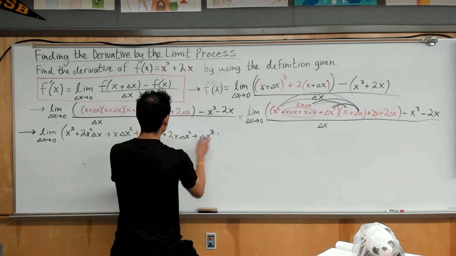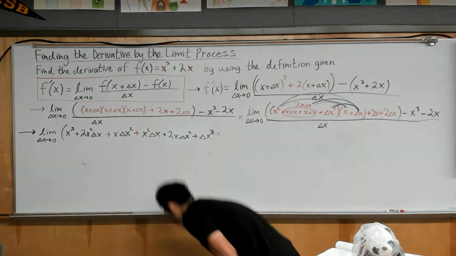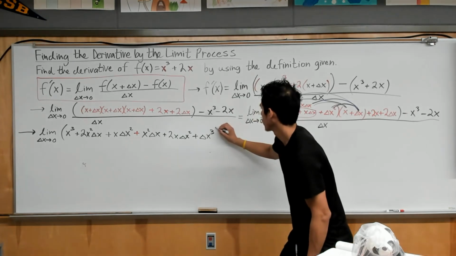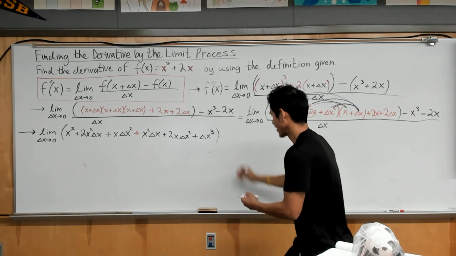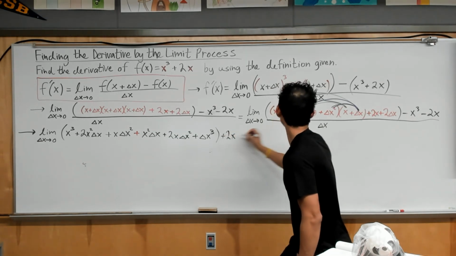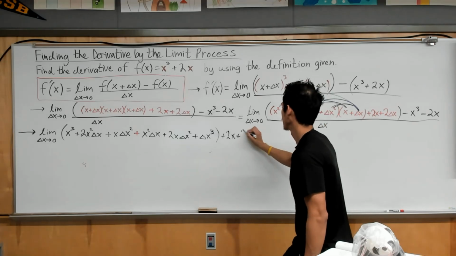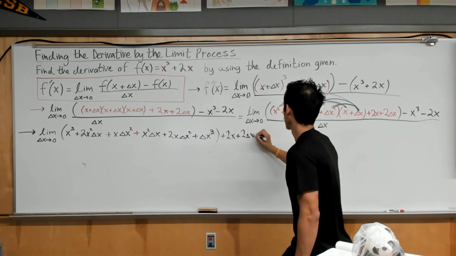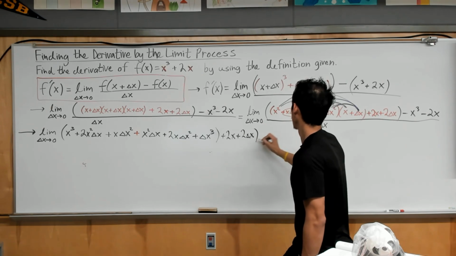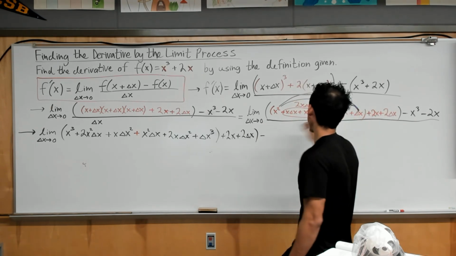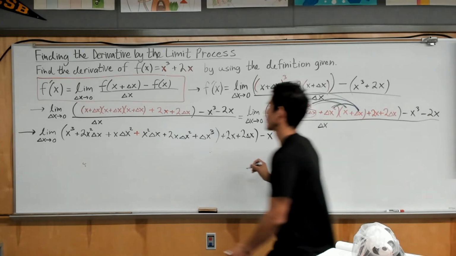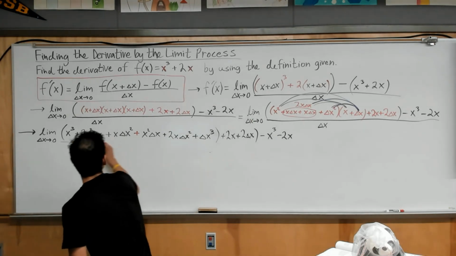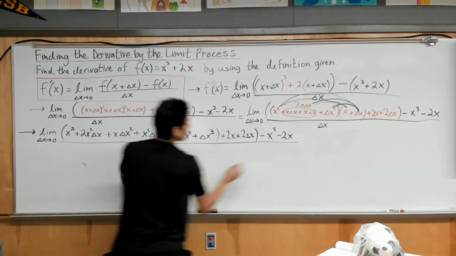Please, I hope I didn't make a mistake. Oh no. Okay. Plus 2x, plus 2 delta x, minus x cubed, minus 2x. Oh man, this is a long one, over delta x.